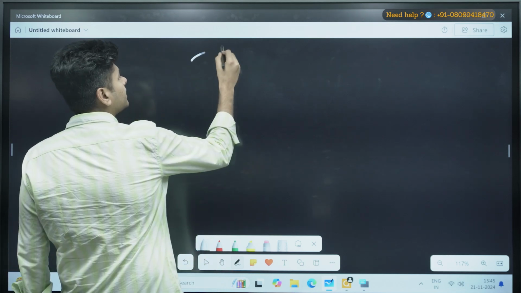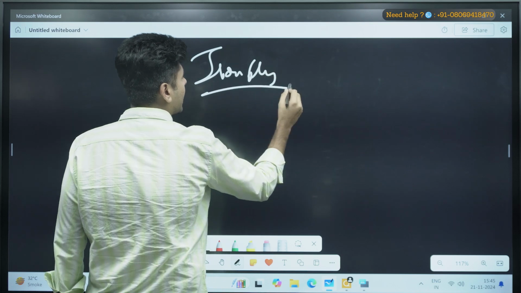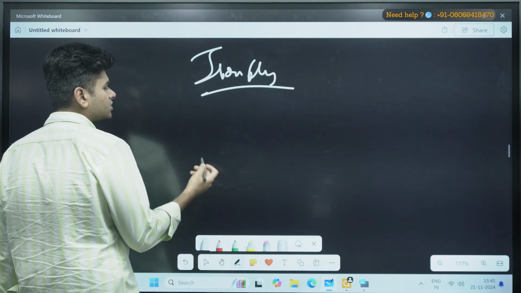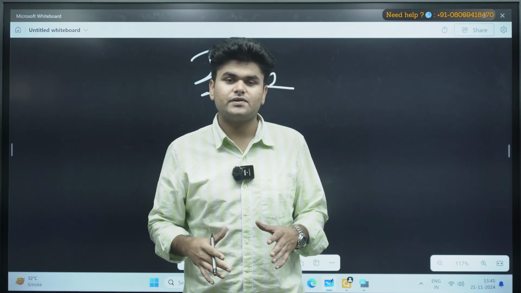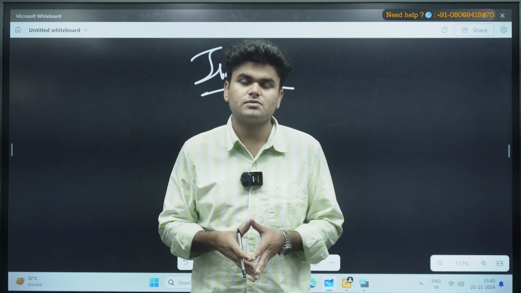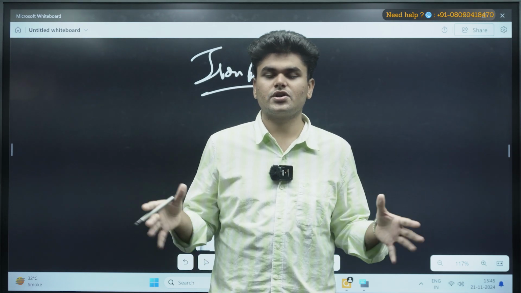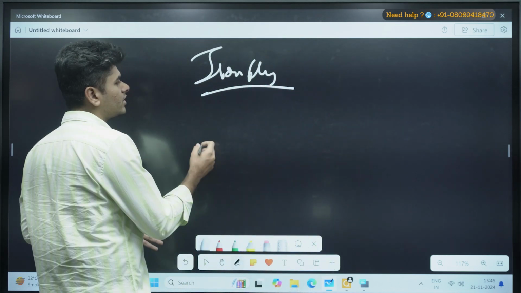So Ironfly is basically iron butterfly. Generally in butterfly what we are doing is we'll buy a call, we'll sell a call and put. And generally to hedge the particular positions we tend to go for the OTMs to buy. So what do we do in Ironfly?